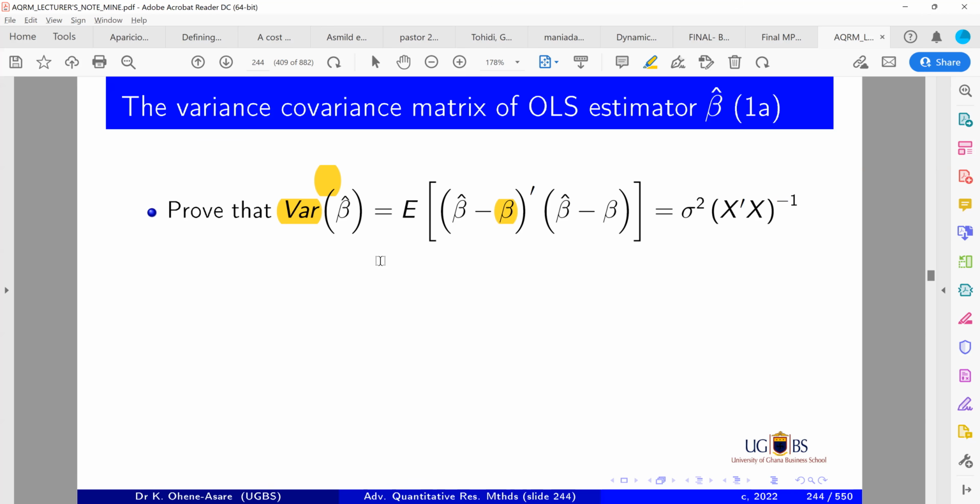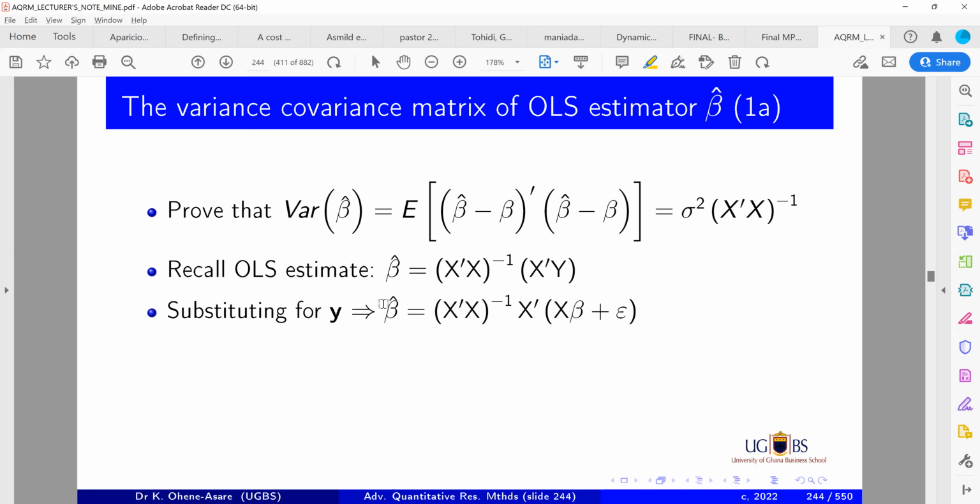We are going to use a certain principle to arrive at the variance covariance matrix. So recall that the beta cap, the estimated beta, is (X'X)^-1 X'Y. We know this already. We just found that.